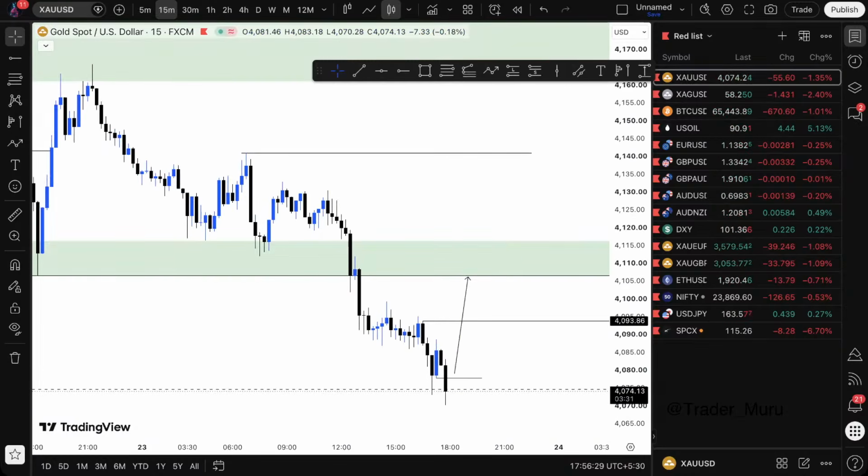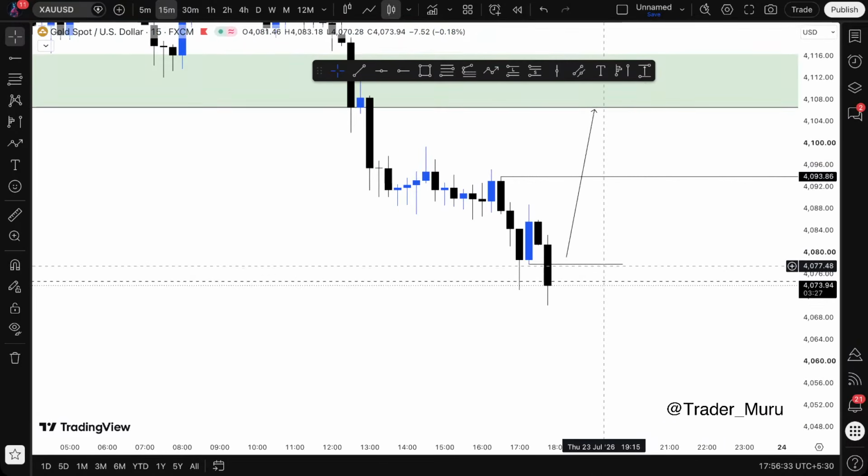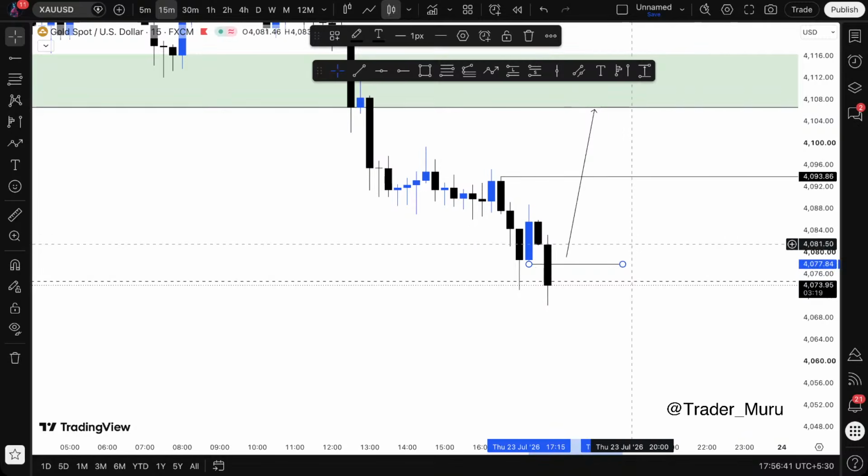Where is our candle? $77.84, we need closing. 3 minutes to close this candle. And news.